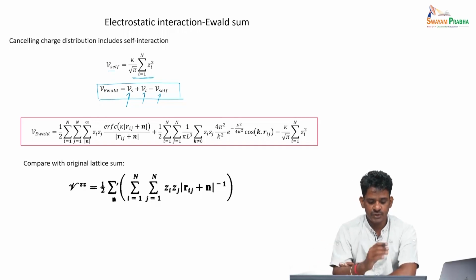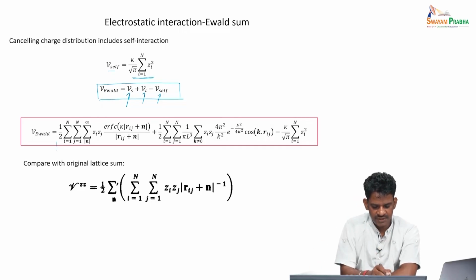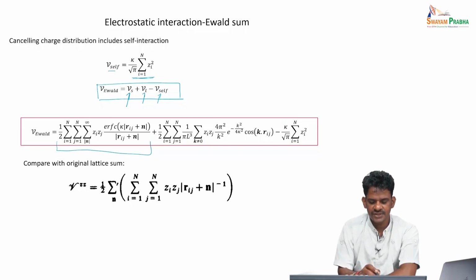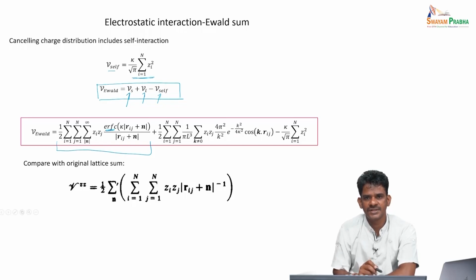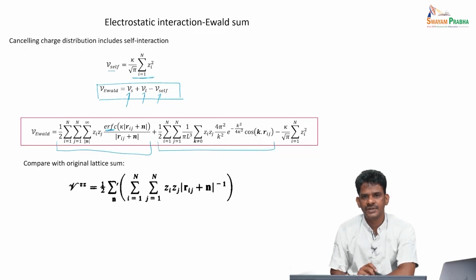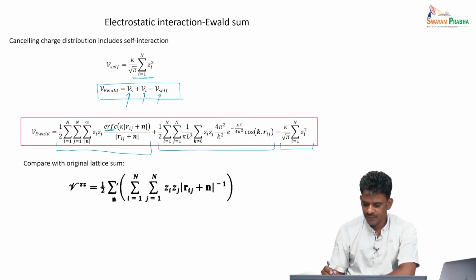When you put all these things together, you can see the first term here is the short range interactions. I say short range because of the fact that there is a complementary error function which falls much faster than 1 by r. And the second contribution is due to the cancelling distribution in the Fourier space, and the third term here is the self interactions. Now, you can see the difference between what we have proposed as an Ewald sum and what we actually calculated in MD simulations.